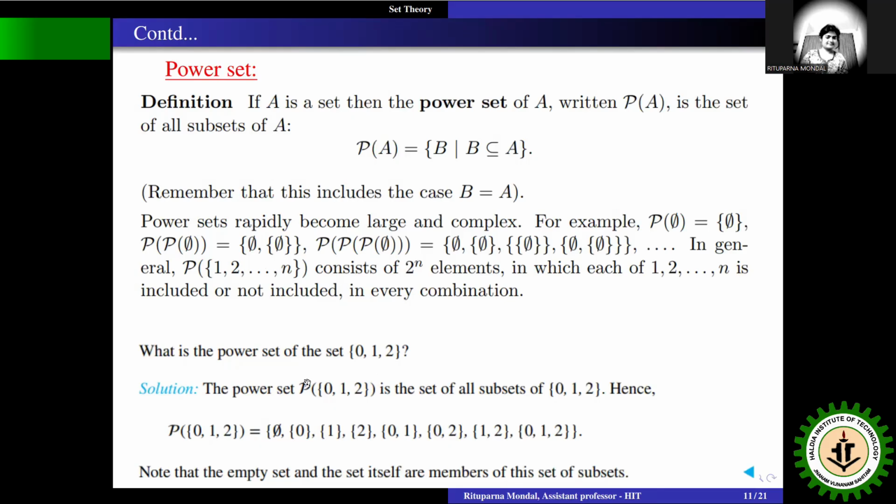The power set of this set contains the element phi, because phi is a subset of any set. So, we have to take phi, and {0} is a subset of this set, so we have to take {0} also, singleton {1}, singleton {2}, as well as {0, 1}. This set is a subset of this set, {0, 2}, as well as {1, 2}, and also that set, because any set is a subset of itself. So here the power set of this set contains 2 to the power n, 2 to the power 3 elements, that is 8.